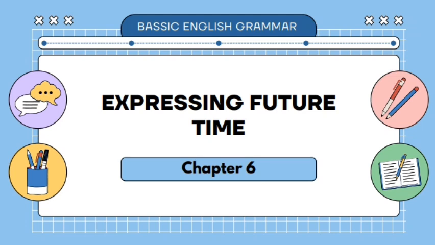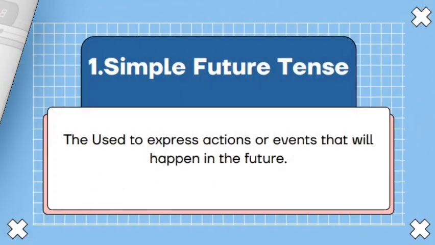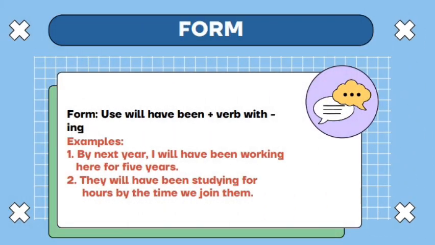Chapter 6, expressing future time. Simple future tense is used to express actions or events that will happen in the future. The form uses will have been plus the verb with -ing. Examples: by next year I will have been working here for 5 years. They will have been studying for hours by the time we join them.